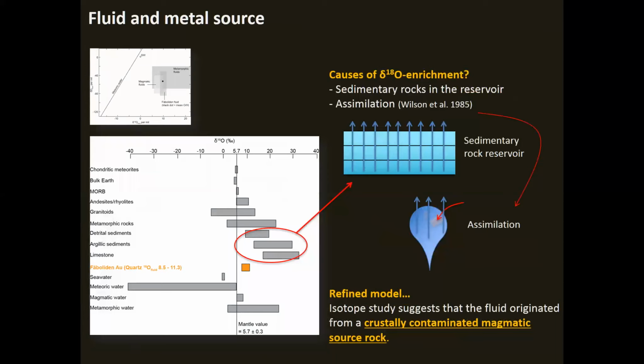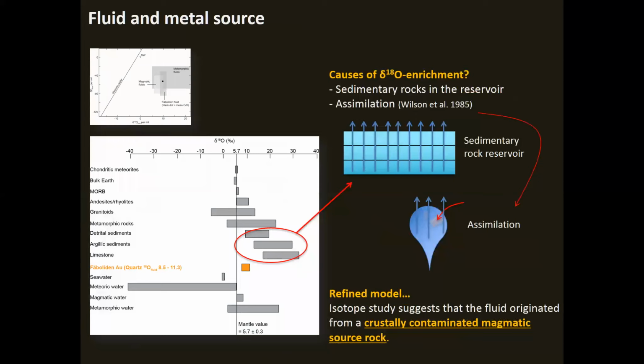So what then could cause an enrichment in the oxygen 18 isotope? Well, we can have sedimentary rocks in the reservoirs, as we can see here on the left-hand side, these types of rocks having a high oxygen value. Having these in the reservoir will push the oxygen isotope data up. So that would be one possibility.